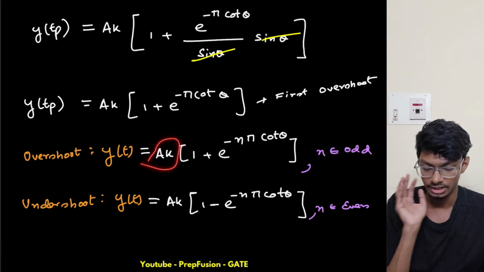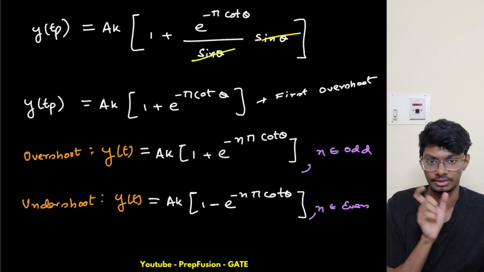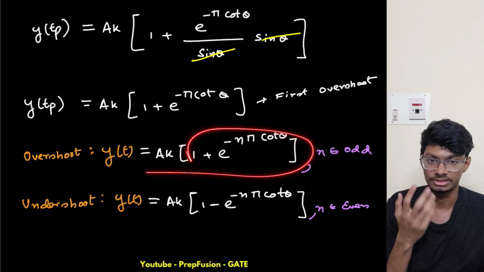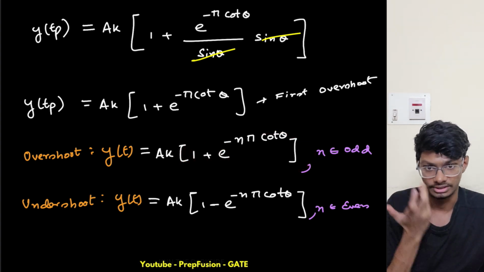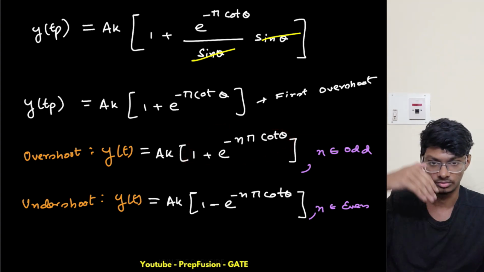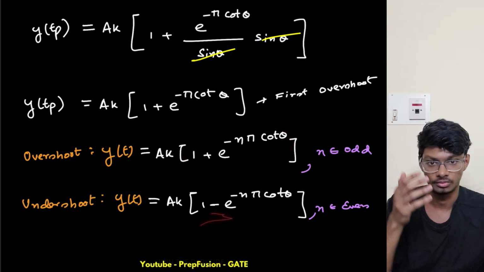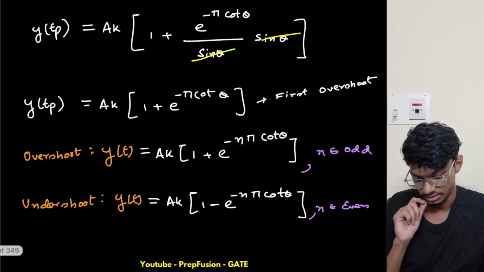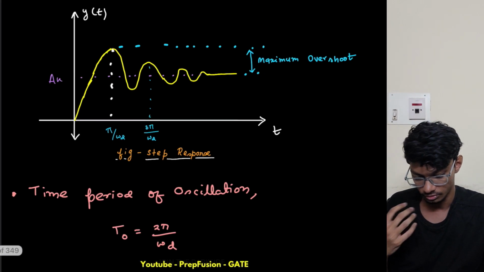This is simply A K times 1 plus e raised to power minus n pi cot theta. So this is 1 plus e raised to power minus n pi cot theta. You understand, right? This is 1 plus, so this will be overshoot, and this is 1 minus, so this will be undershoot. So yeah, this is this one, and here I told you all those things.